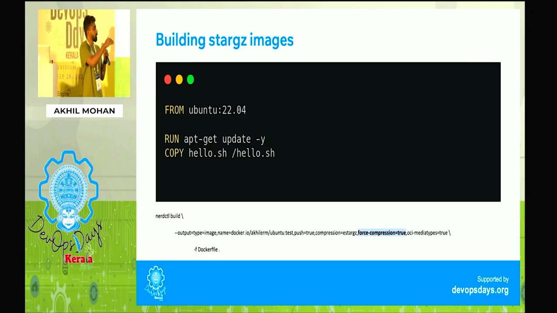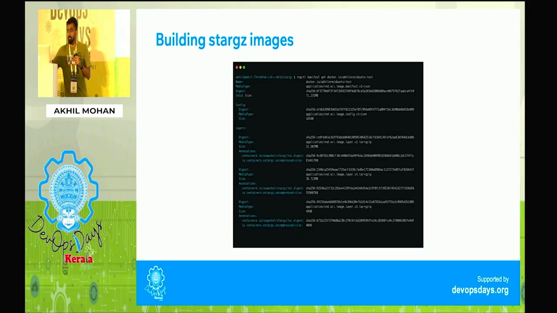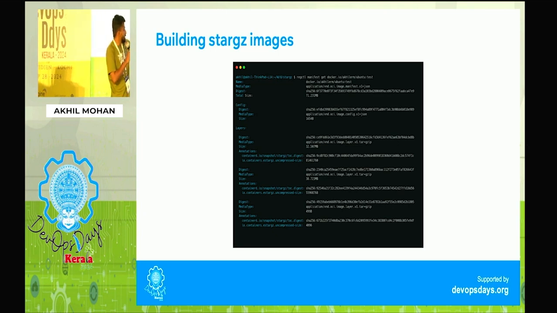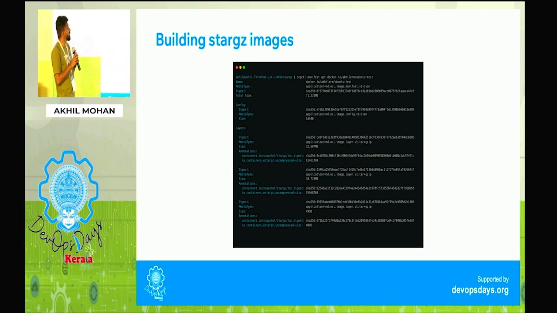image. When you give force compression, it recompresses all the layers in the image. If you don't provide the force compression flag, only the run and copy layers will be in the stargz format, and the initial one will still be in the old tar gzip format, so you won't get the expected results. When you provide force compression, all the layers are recompressed and then the image is created. I think the font is small. This is the final image that is created, and you can see that there are additional annotations for the stargz digest and the stargz compress size.